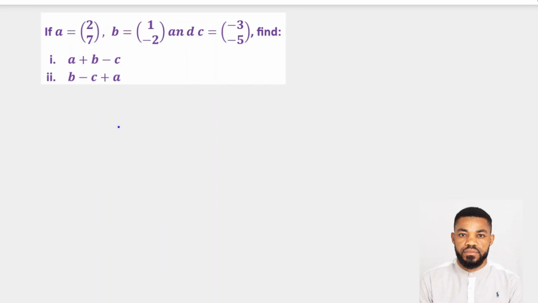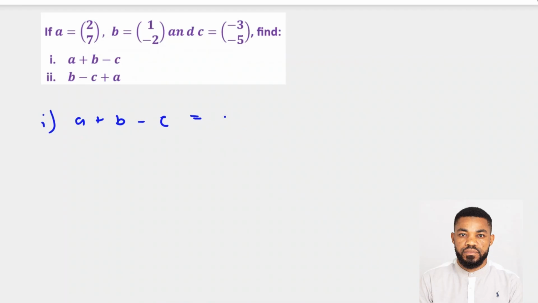The vector A has components 2, 7, and the vector B has components 1, negative 2. Vector C has components negative 3, negative 5. And we have to find the vector A plus B minus C, and the II is there. Let's begin with the first one. That is I. We have to find the vector A plus B minus C.